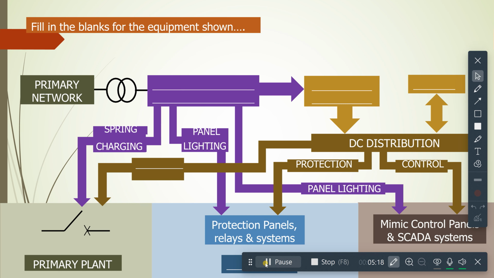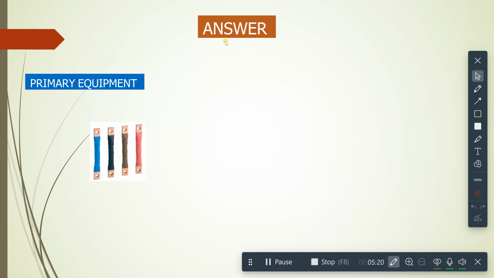So next is our primary equipment. As you remember, I gave you a quiz of primary, secondary, and auxiliary equipment. So the first one is the primary equipment, and it is defined as everything that is directly connected to the system voltage. This includes substation equipment such as circuit breakers, isolators, and current transformers.